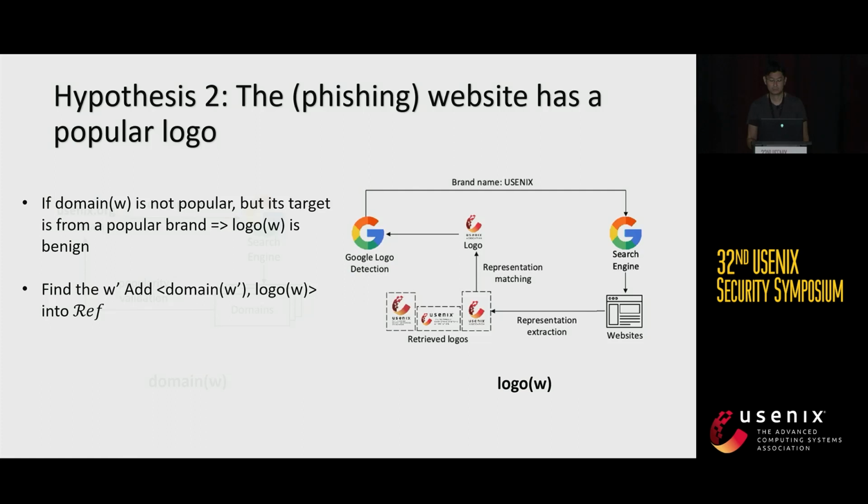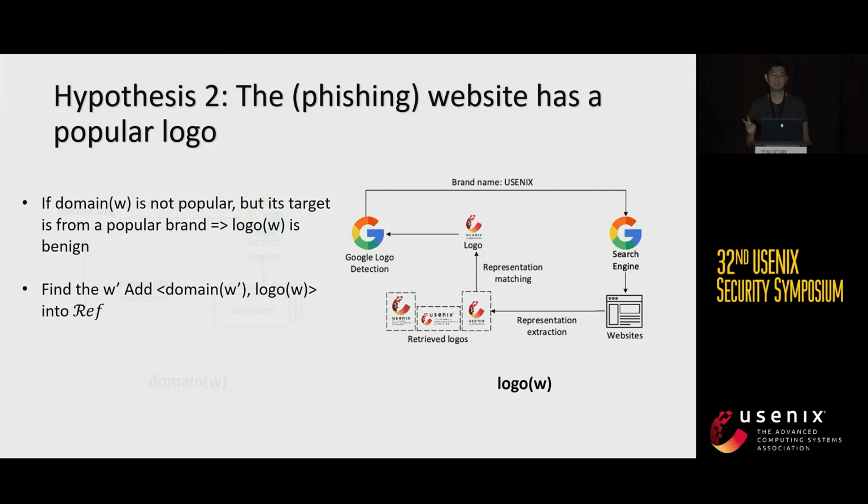In this case, we will try to extract a logo on the web page based on our logo detection approach, and then we'll feed this logo into a Google service, and we'll get a description of the logo. Giving this description to the search engine, it will return a few high-ranking results. We're going to see whether the input logo will appear in the returned web pages.